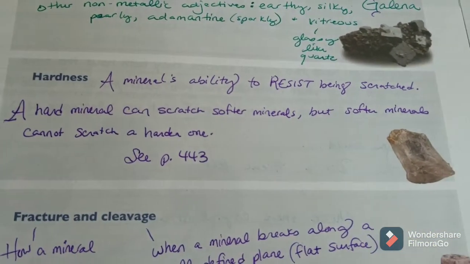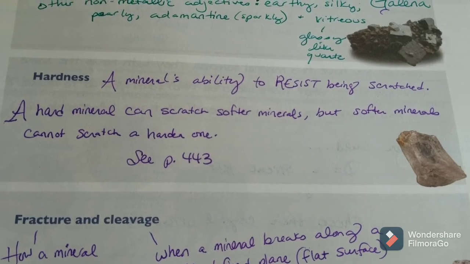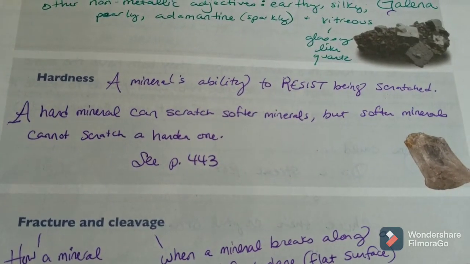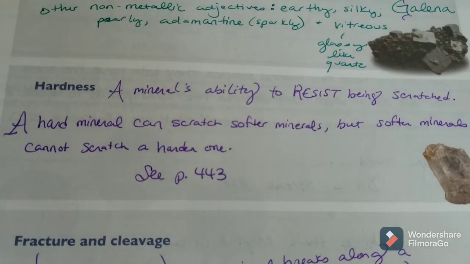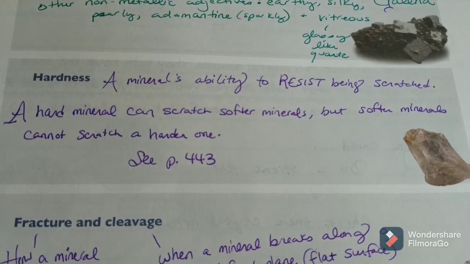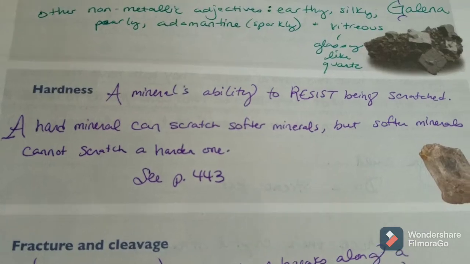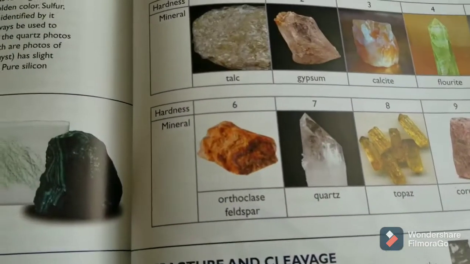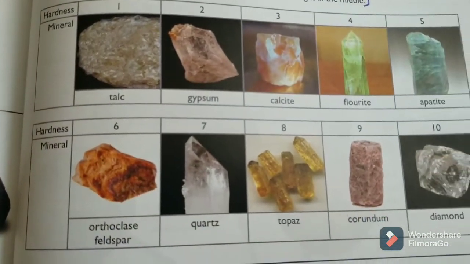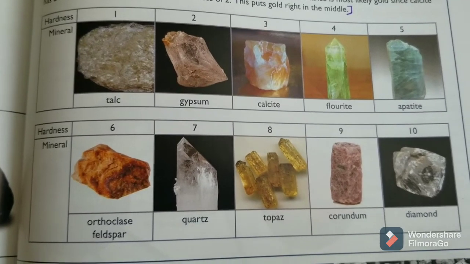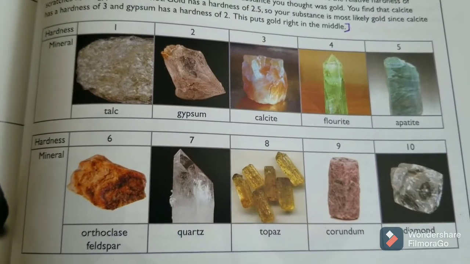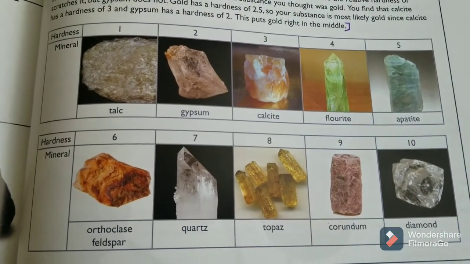All right, hardness. A mineral's ability to resist being scratched is what hardness is. A hard mineral can scratch softer minerals, but softer minerals cannot scratch a harder one. All right, let's look at a picture about this one because it's not that hard to understand, but I think it's a really neat concept. So this is all about hardness here.